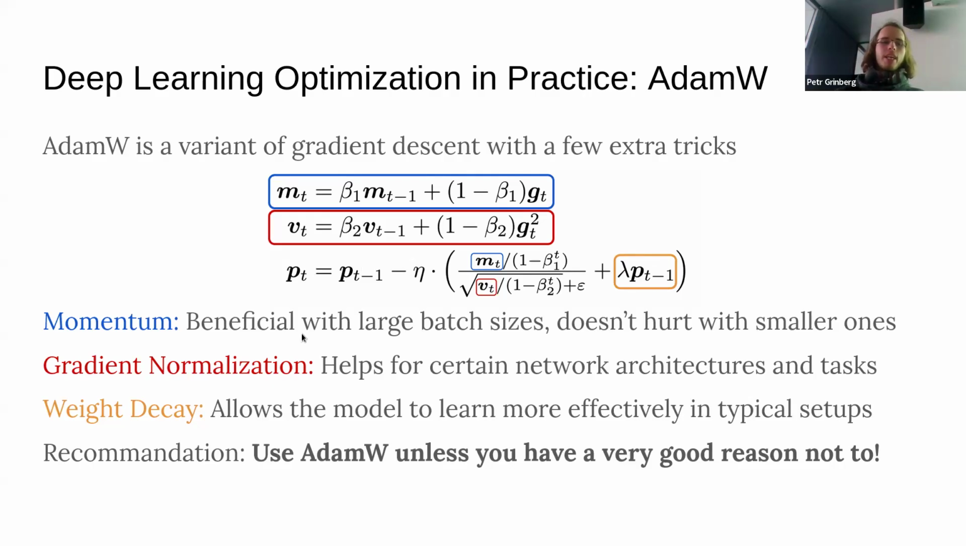And gradient normalization is this V thing. It will be used here. So you normalize your gradient so the changes are not too big. The weight decay, so this is a hard one.